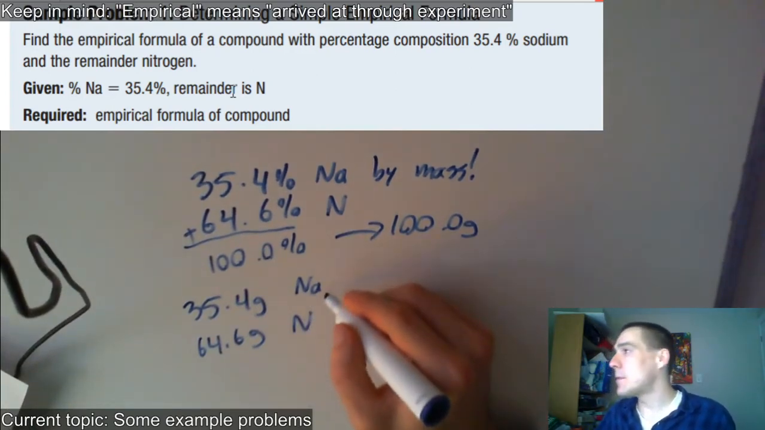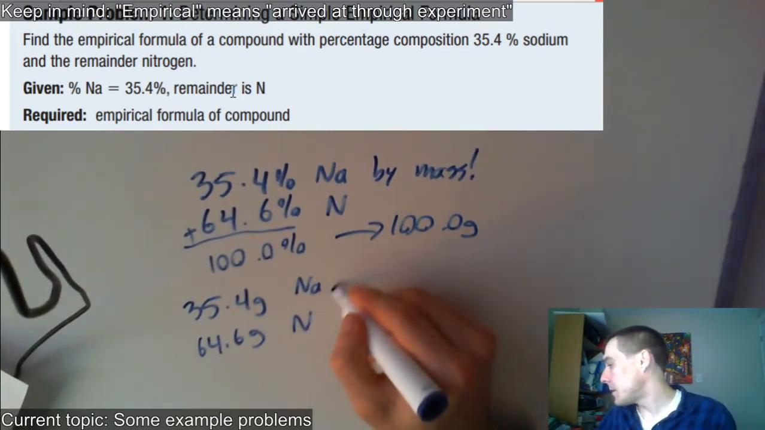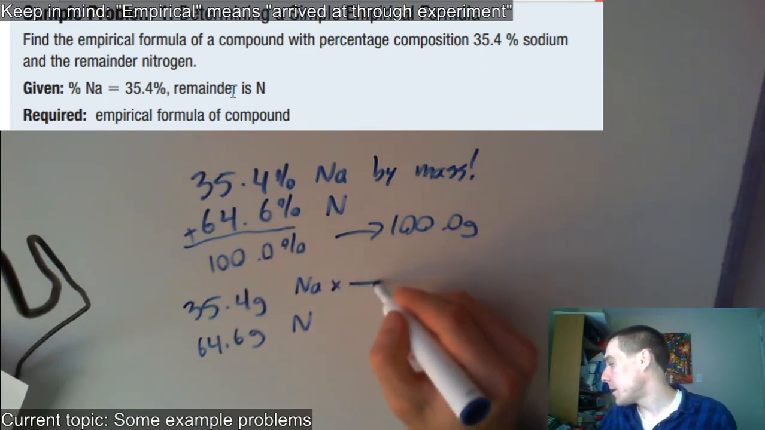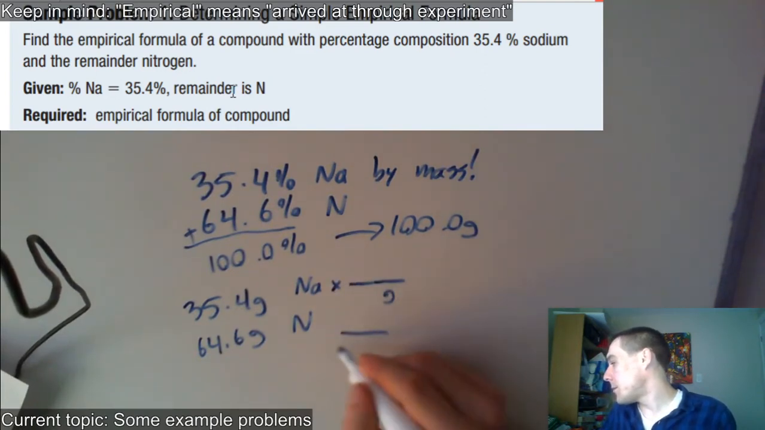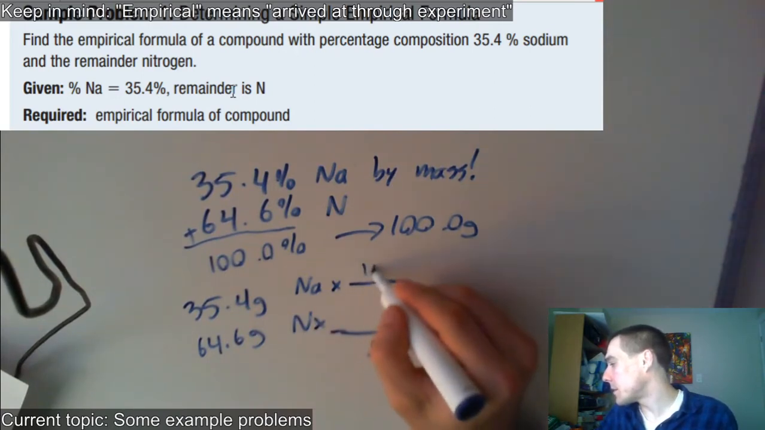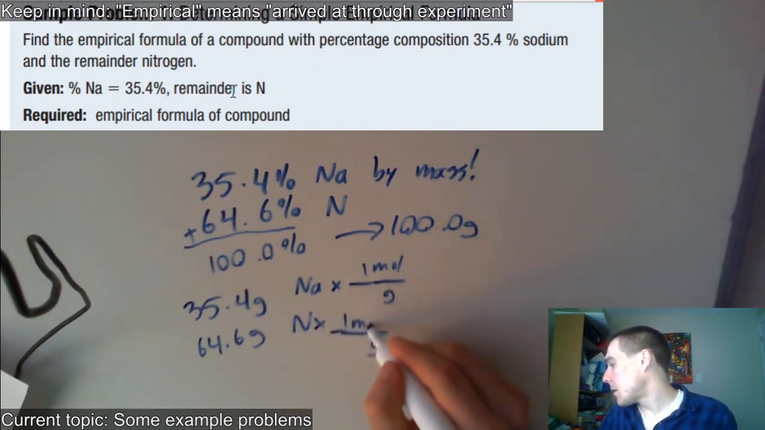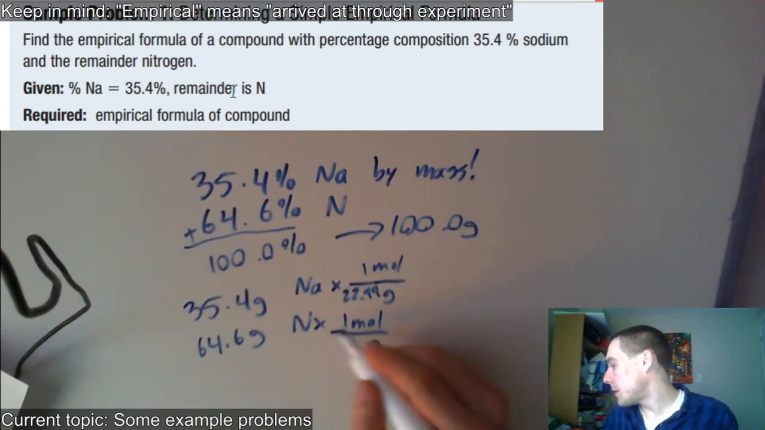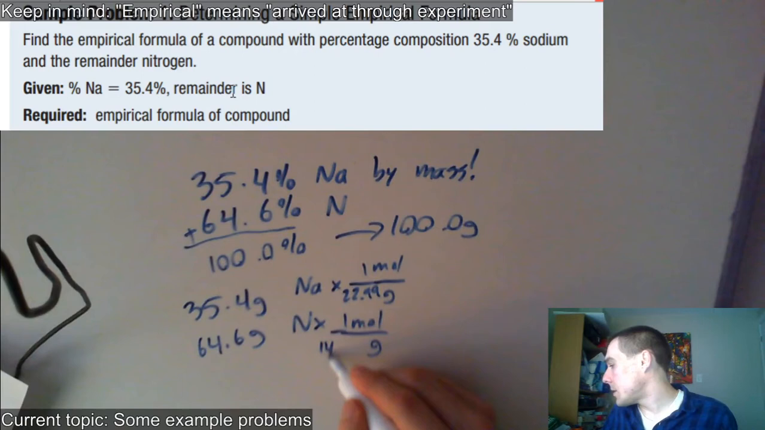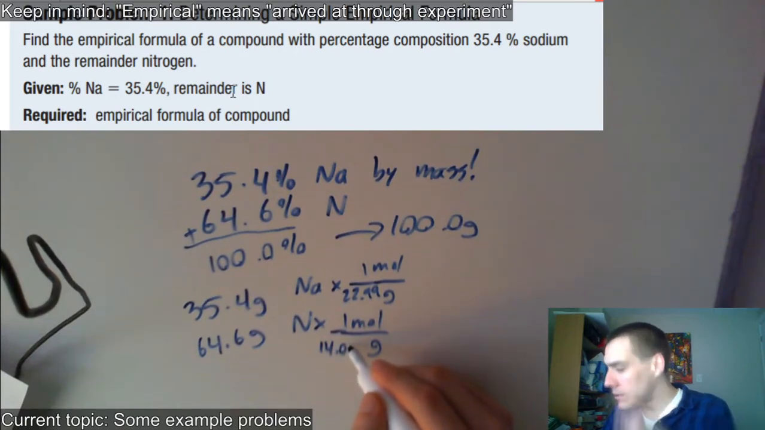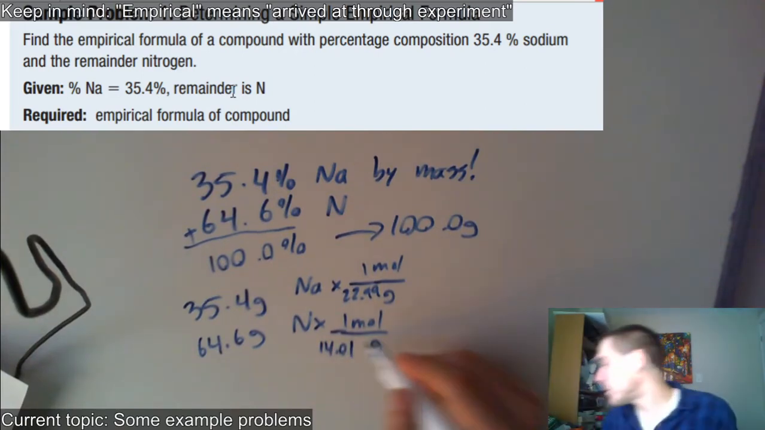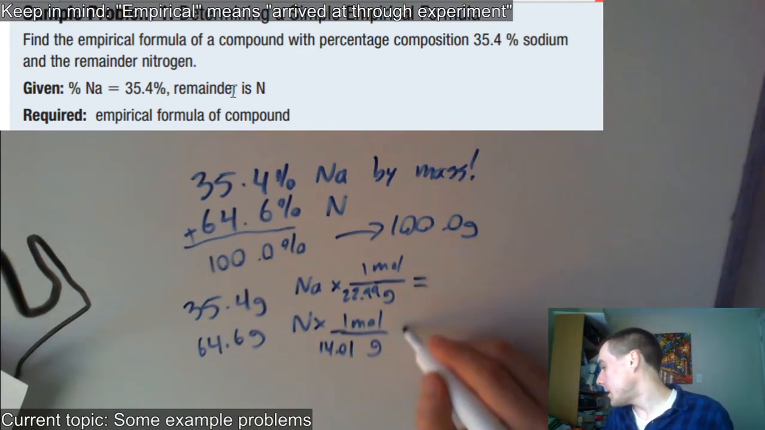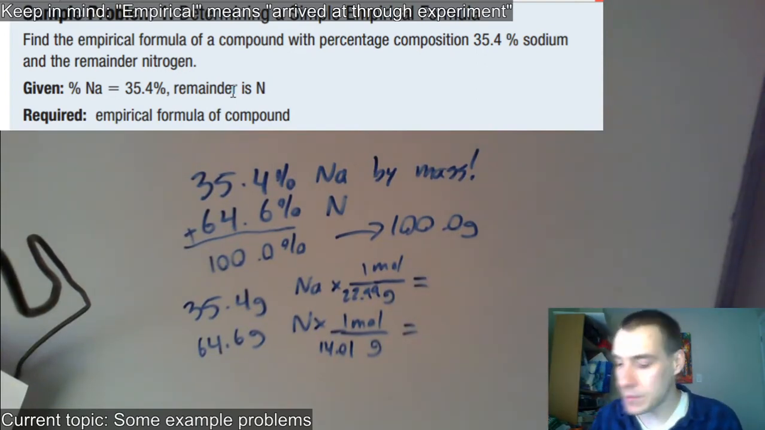I turn them into moles by using per gram, because I want to cancel my grams. So my grams go on the bottom and my moles go on the top. It's 22.99 grams per mole, and this one is 14.01 grams per mole. And that gives me some amount of moles.